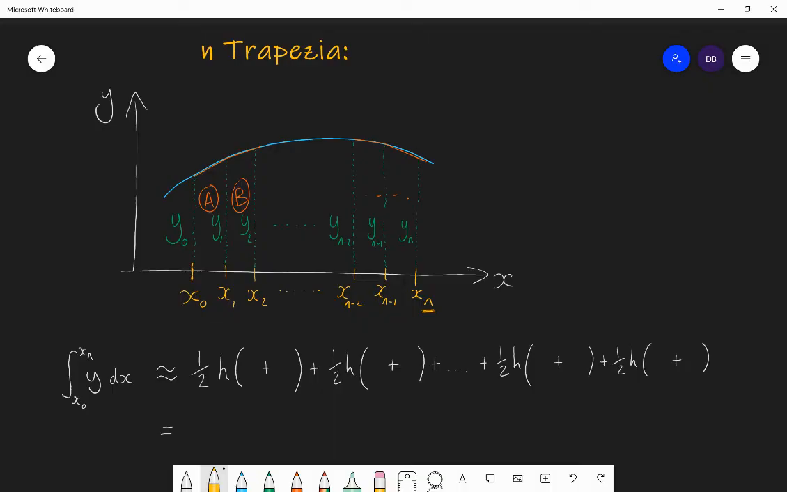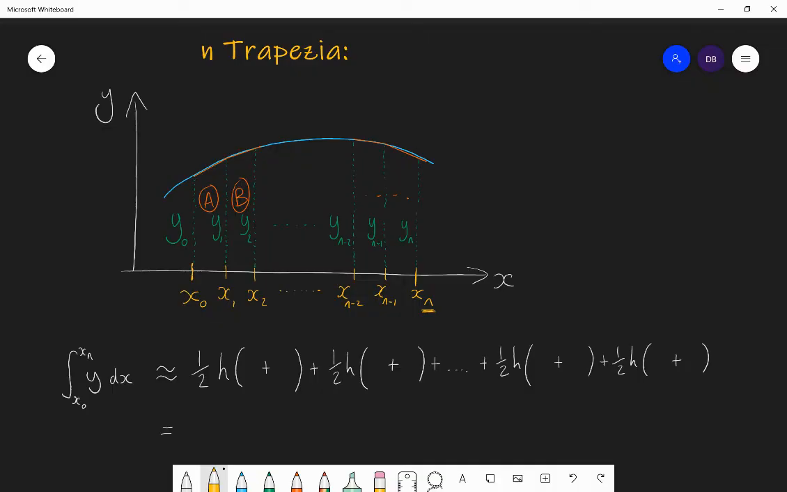So that means, remember, that we have n plus 1 different x values. Because when we had one trapezium, we had 2 x values. When we had 2 trapezia, we had 3 x values, etc. And similarly, y0 goes up to yn. So we have n plus 1 different y values.